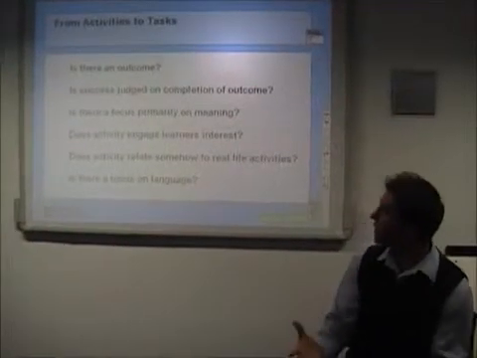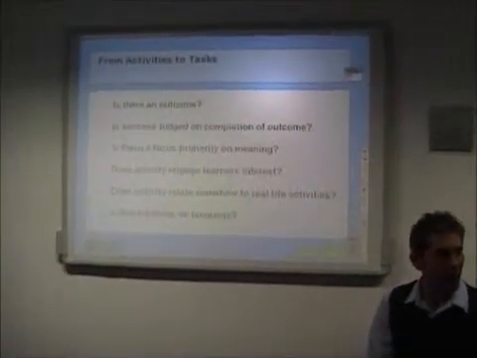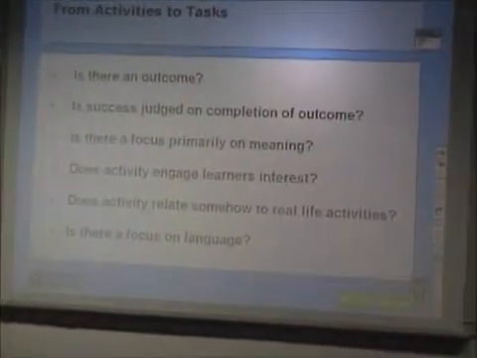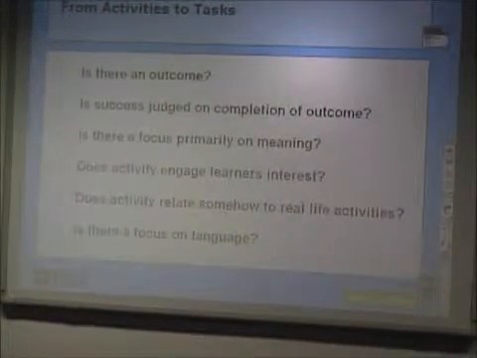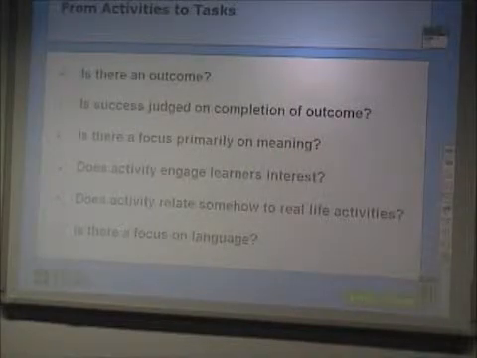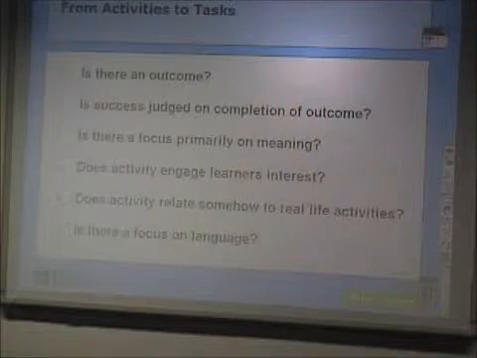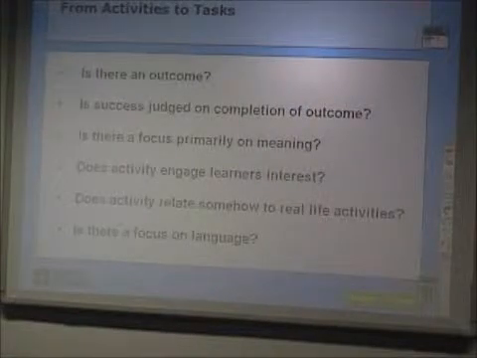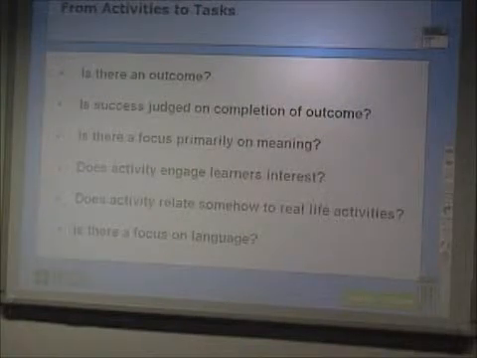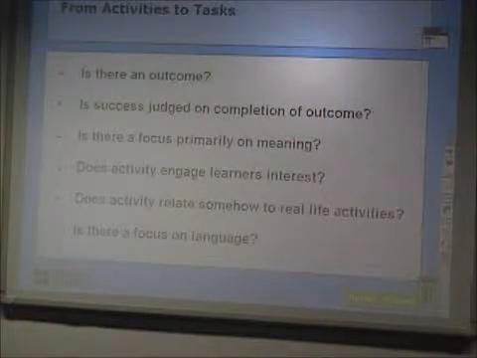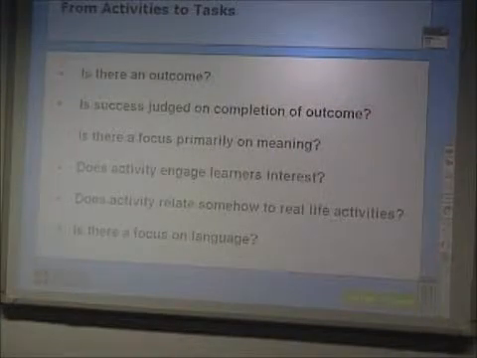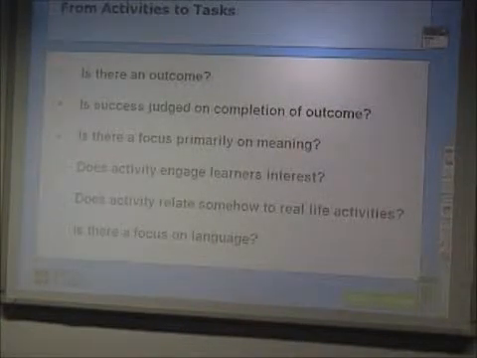First of all, I think the first question is, is there an outcome? If there's not an outcome of an activity that you're doing, a kind of non-linguistic outcome, it's not really task-based learning. And the success is judged on completion of the outcome, not on what language. In a PPP lesson, success is judged on the integration of discrete items. Whereas task-based learning isn't. It's thinking about doing the task and using their linguistic resources and helping them do it better. Is there focus primarily on meaning and not form?